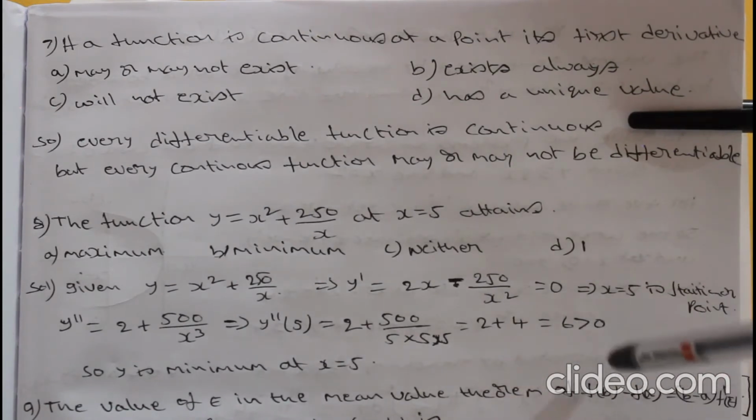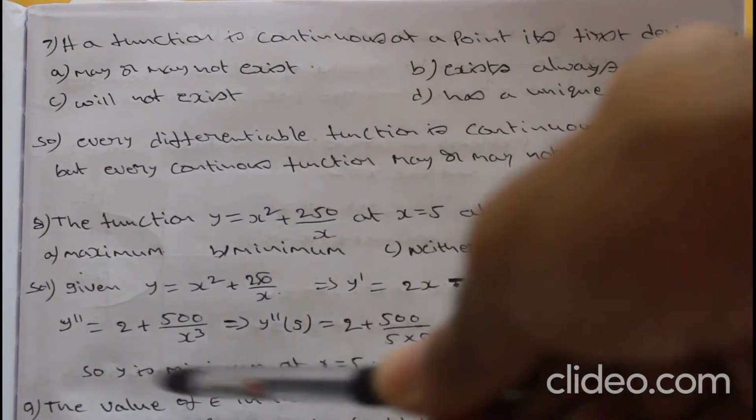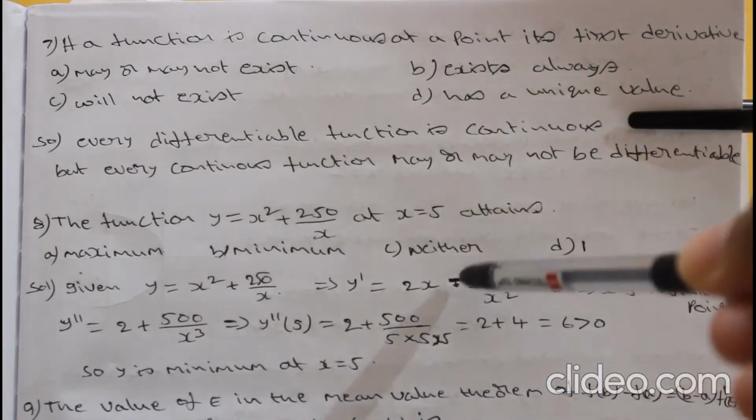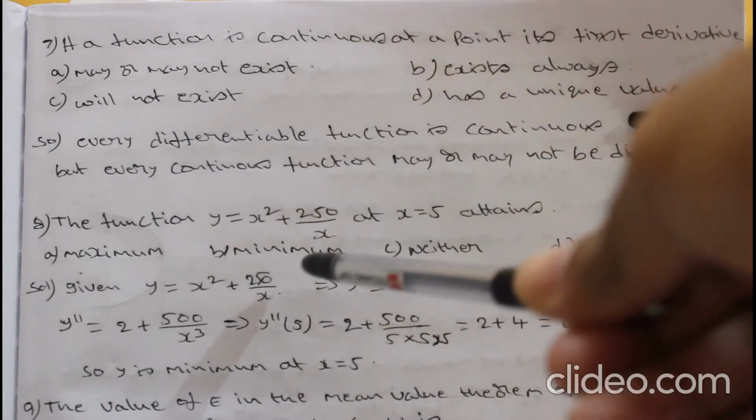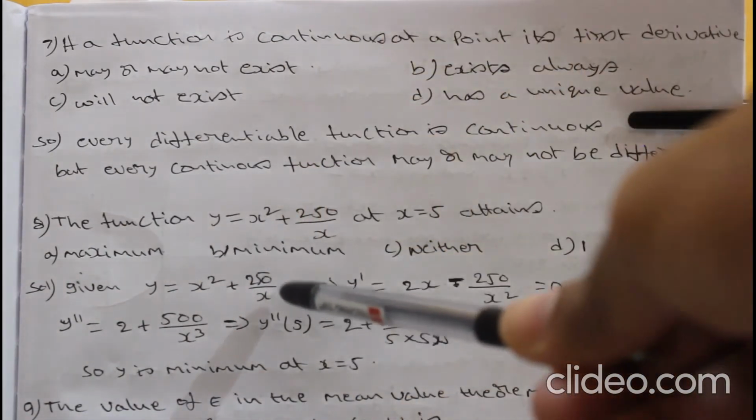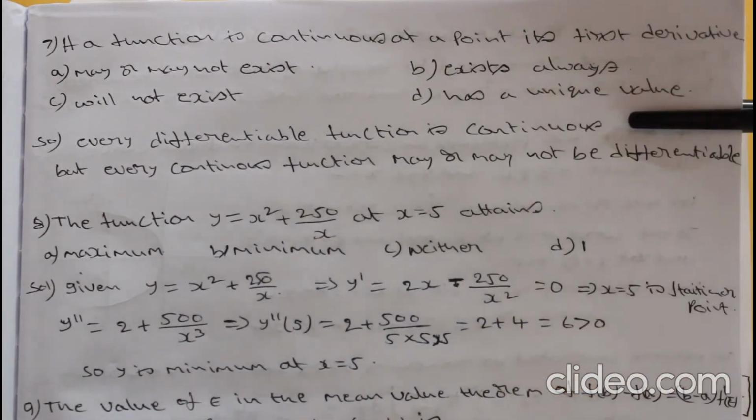So here what you got? Positive value. So minimum. So y is minimum at x is equal to 5. So option B is correct, minimum value.